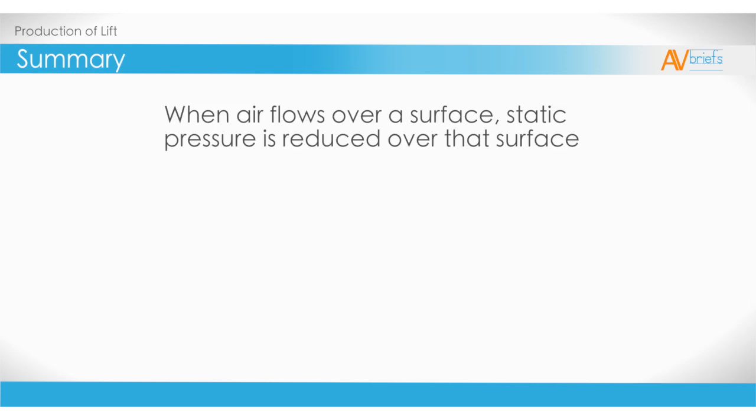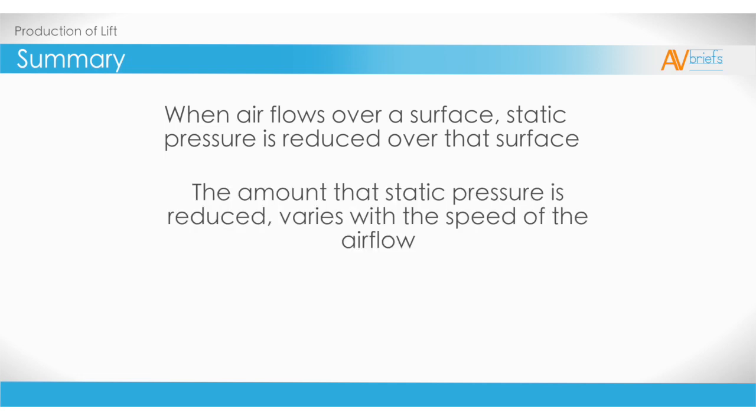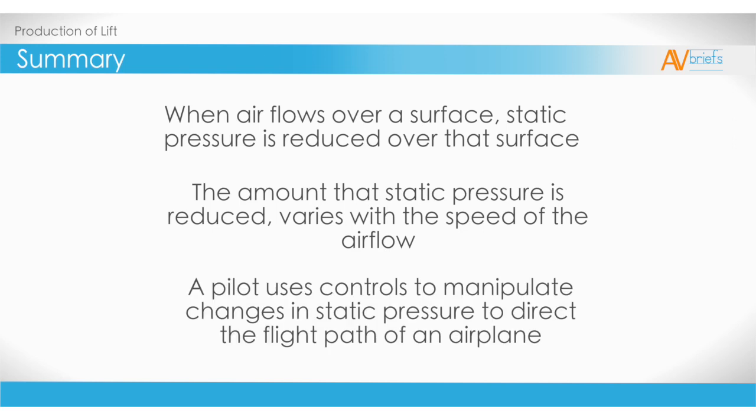Well done on getting this far. Let's summarize what we've discussed in this lesson. When air flows over a surface, static pressure is reduced over that surface. The amount that static pressure is reduced varies with the speed of the airflow. Remember, the faster the airflow, the lower the static pressure. And a pilot can use controls to manipulate changes in static pressure to direct the flight path of an airplane.